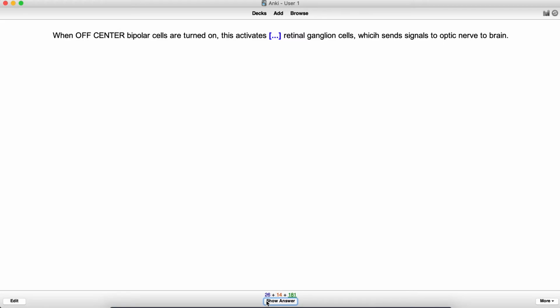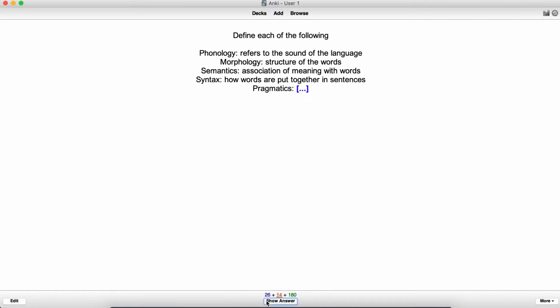When the off-center bipolar cells are turned on, this activates the on-center retinal ganglion cells, which send signals to the optic nerve to the brain. Oh, off-center. Damn it.